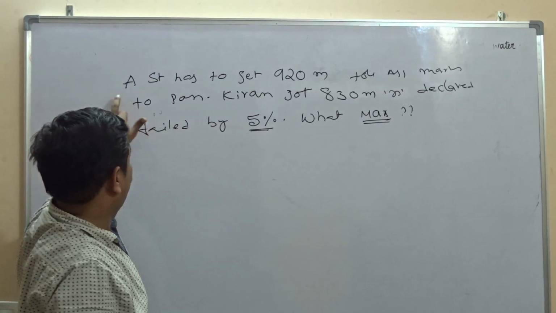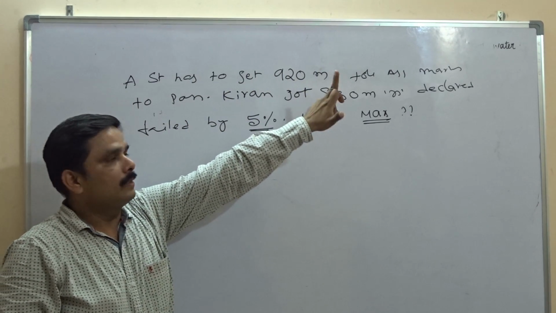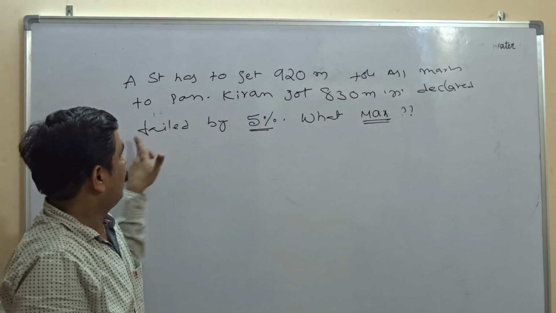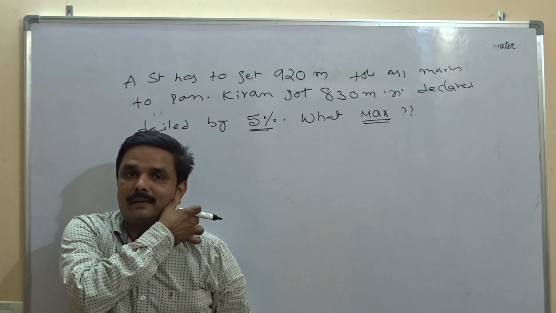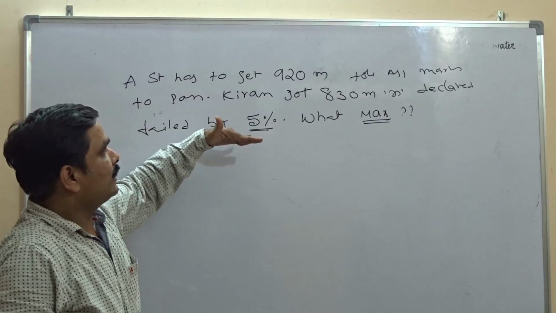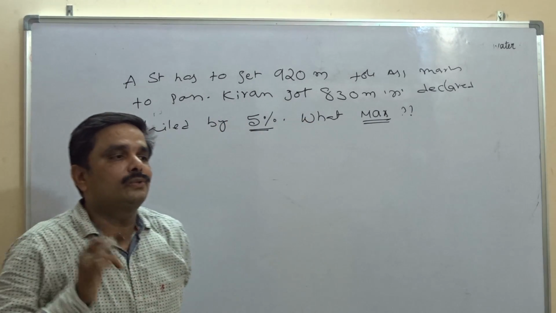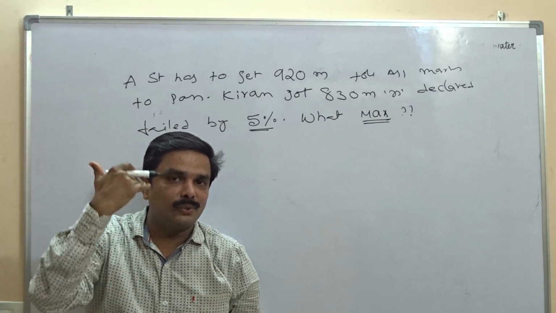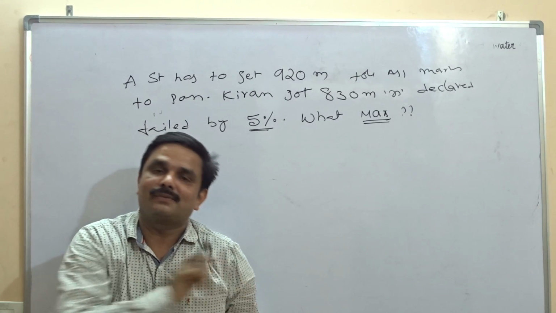I read out the question for you. A student has to get 920 marks, right, to get a pass. This person Kiran got 830 marks and was declared failed by 5%. In this case, what are the maximum marks is the question, right? Now, by using algebra also you can solve this question, but that is very elaborate. We are going to solve this one in one step only. Since we have been doing many questions based on the unitary method, this is not an exception. I can follow the same method for this question as well.